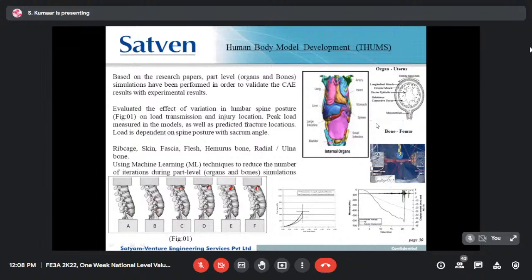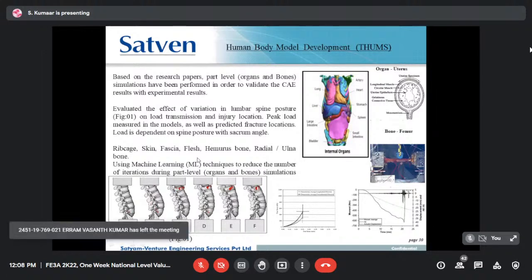And since we need to do many iterations in order to match our FEA results with the test results, we introduced ML techniques. So we use machine learning techniques to reduce the number of iterations. If it takes 3-4 days doing it manually, using ML we can do it within 1 day. Now we have introduced this also at the organ level, means part level, using machine learning technologies.